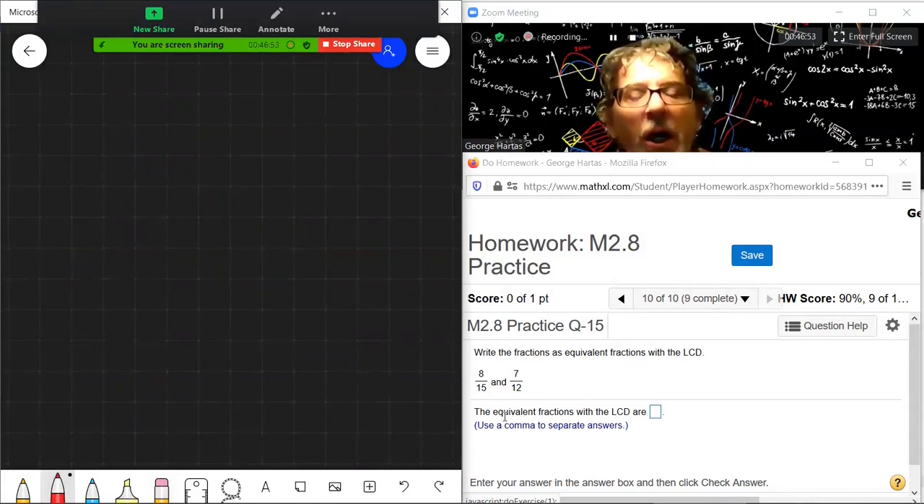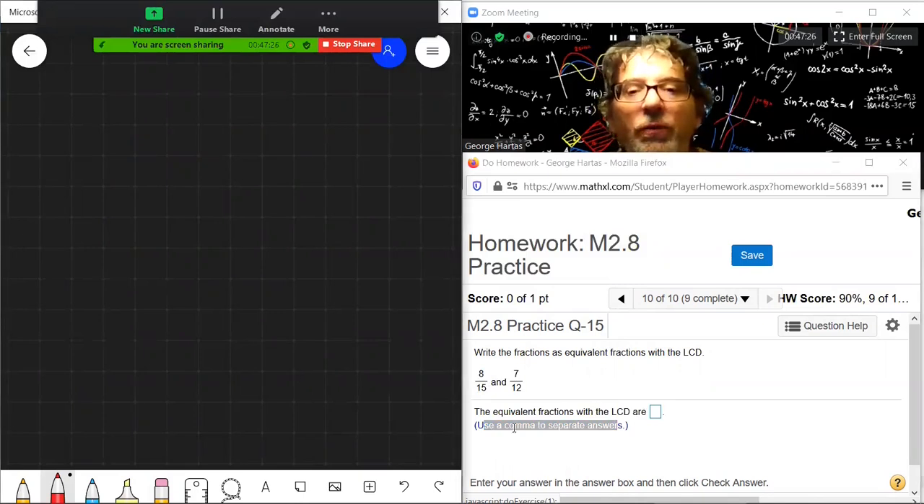Remember, oh, here they want equivalent fractions. Oh, okay, gotcha. We're still finding the LCD, but now we got to do something to the numerators. We got to keep the ratio the same by multiplying with something, and I'll get to that momentarily. So keep that in mind. And also, we're separating our answers with commas. Fraction, whatever it is, we're going to write it in here, comma, and then the other fraction.